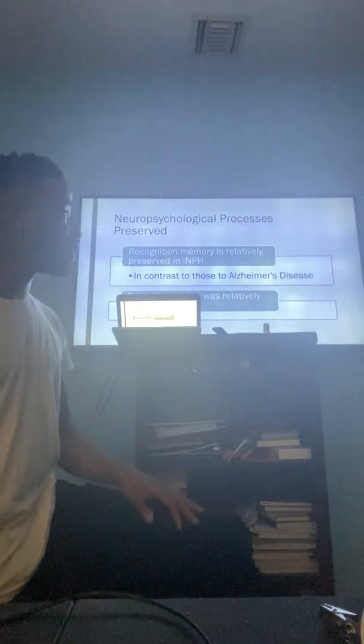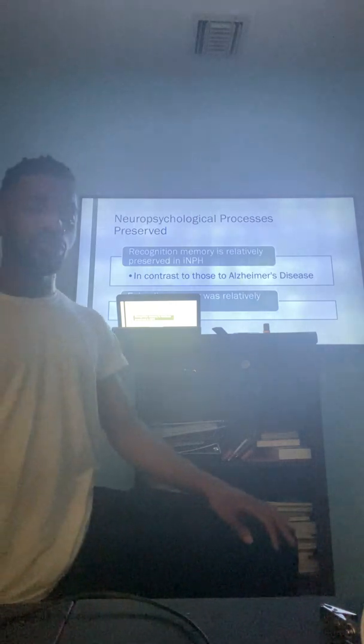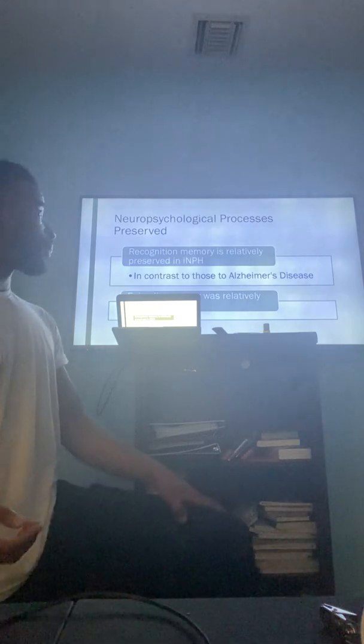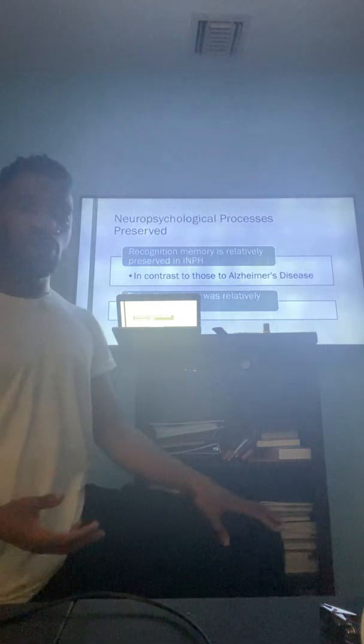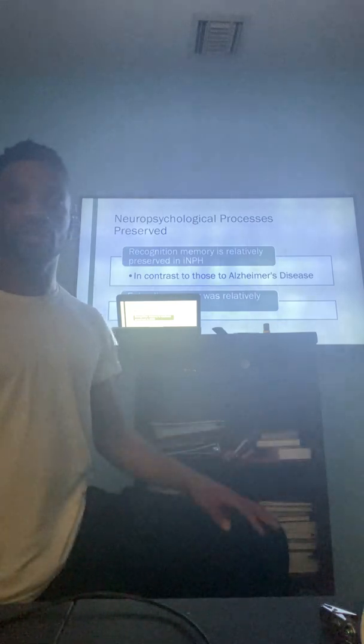Neuropsychological processes that are preserved. Compared to Alzheimer's and dementia, you get your recognition memory and episodic memory. Those are preserved, and you can still swing your arms normally. Some kinetic motions are still preserved.